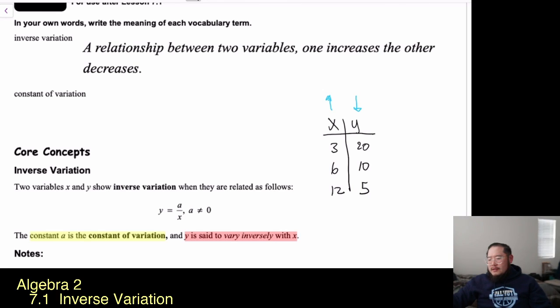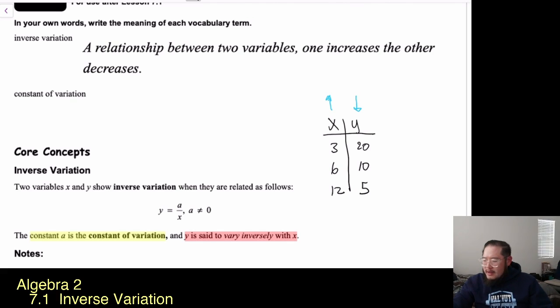So think about this. If we take a look at our core concept, inverse variation, two variables, x and y, show inverse variation when their relationship is as follows: y is equal to a over x. And a happens to be the constant. That is the constant of variation, and y is said to vary inversely with x. Well, what does all this mean?